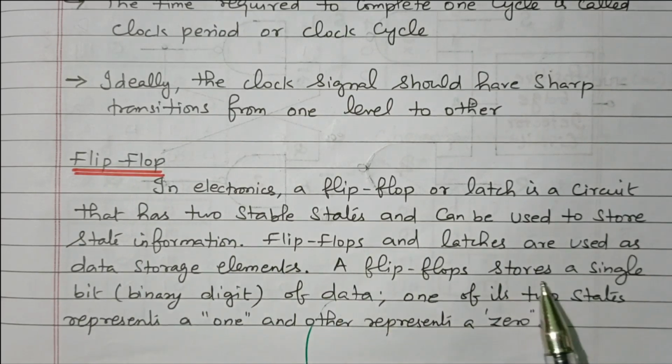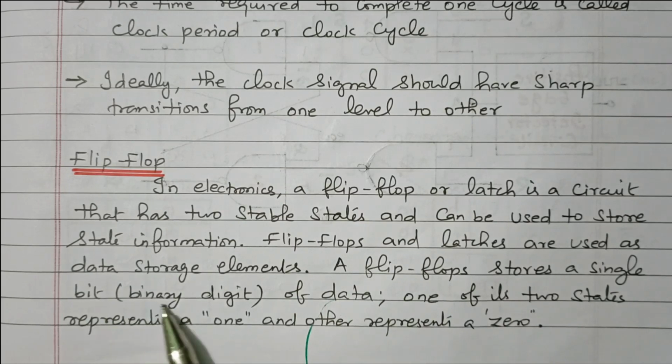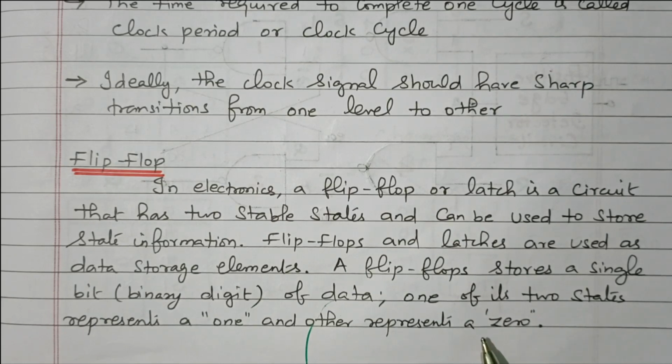A flip-flop stores a single bit of binary data, that is a binary digit. It has two states, representing 1 or otherwise representing 0, right? It will store either 0 or 1 as a storage element. So a flip-flop has two states, present state and next state. It is capable of storing 1 bit of data.